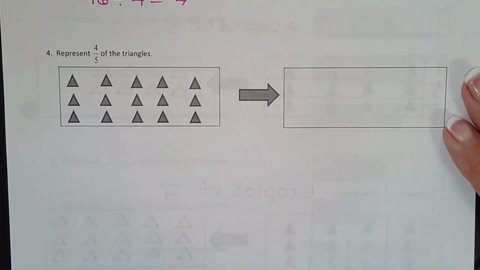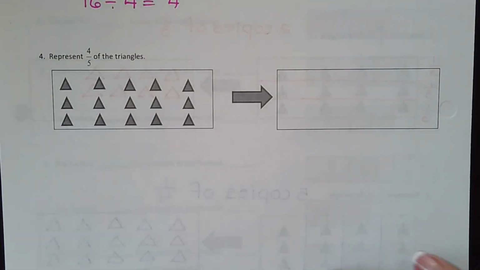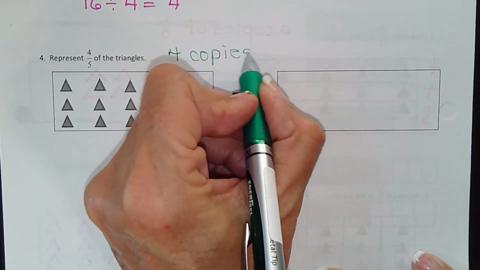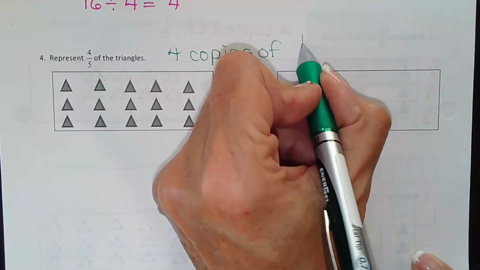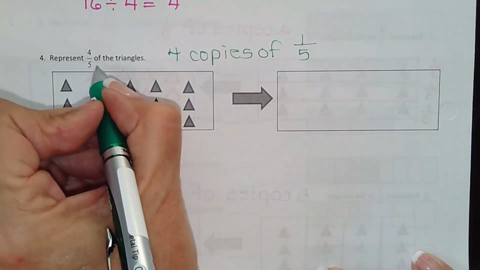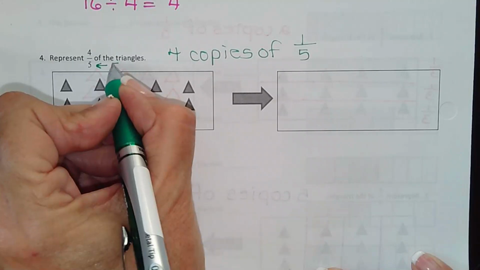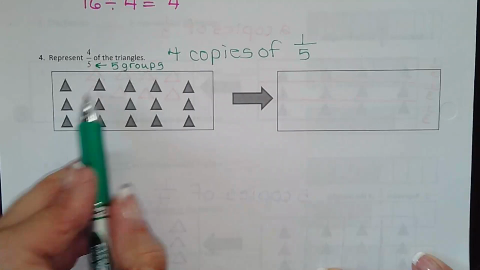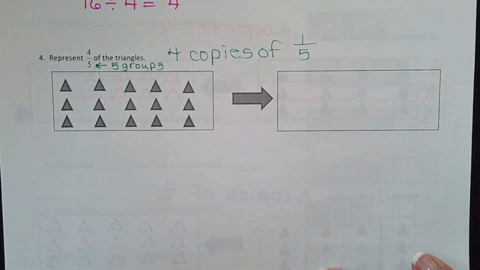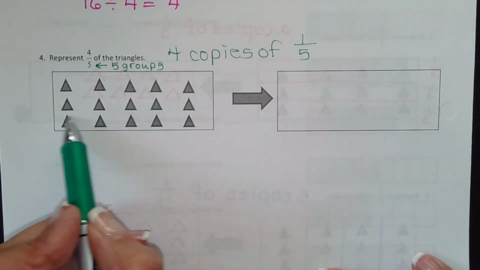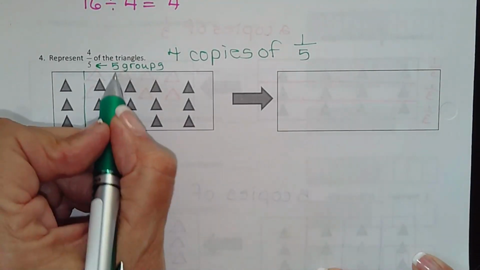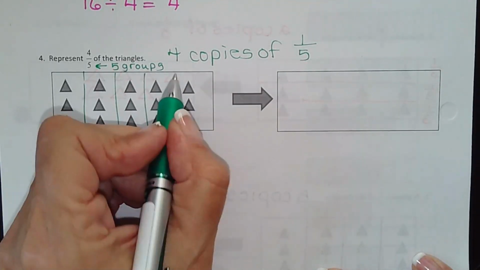And last but not least, 4 copies of 1/5 means I need to divide the group or the picture into 5 groups, and that will be easily done. 1, 2, 3, 4, 5, because there's 5 columns. Now I can't do it this way. That would only make 3 groups. I need 5 groups, so 1, 2, 3, 4, 5.